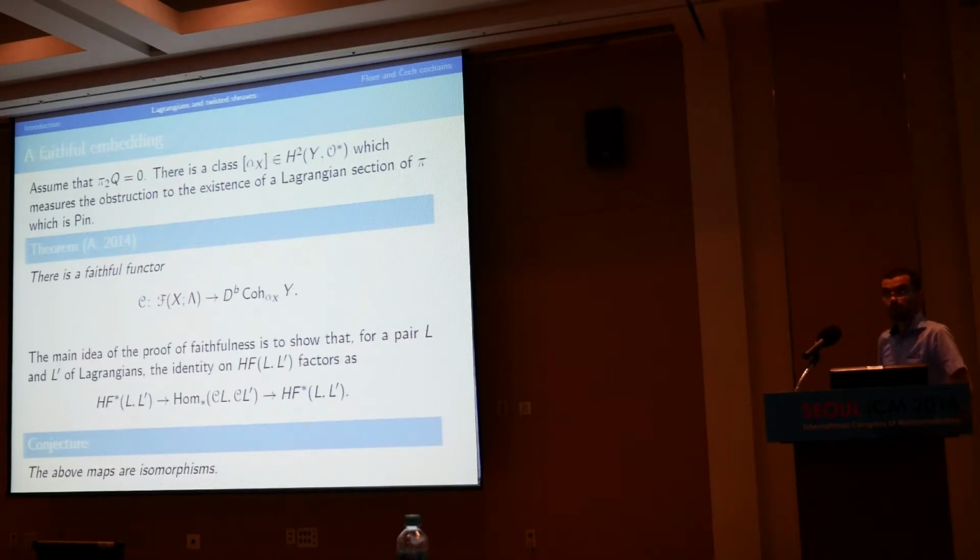So what does that mean? Well, that means that if you give me a Lagrangian, I can assign to it some object that I will call C of L. This is some twisted sheaf. Again, ignore twisting, let's say it's a sheaf.